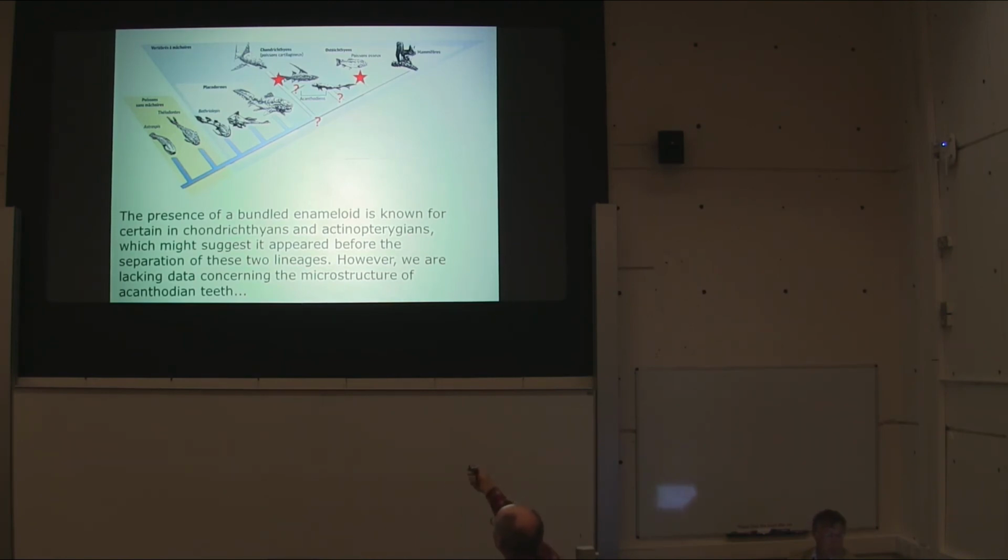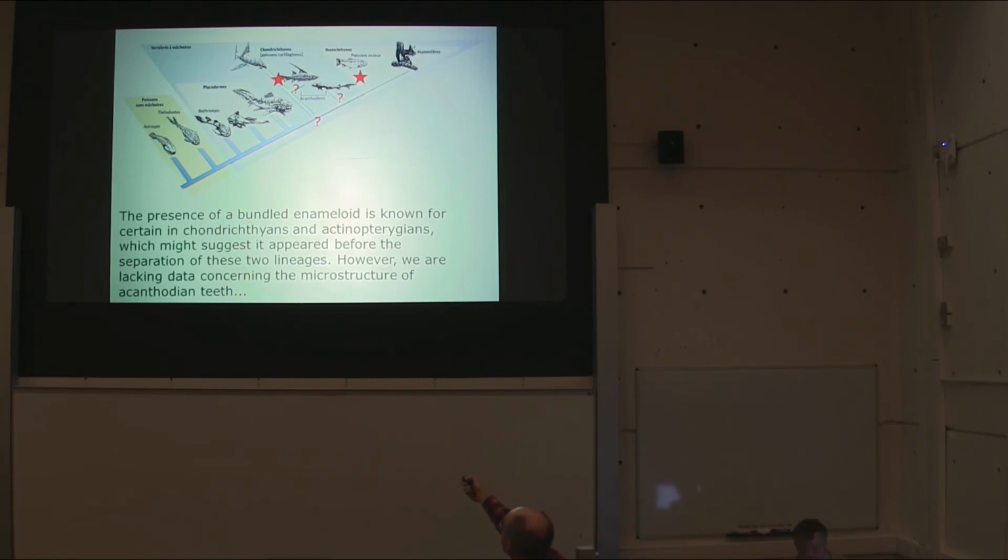We know that we have a bundled enameloid in the osteichthyans, at least in the actinopterygians. And that, of course, might suggest that this bundled enameloid is absolutely not something which is derived, but on the contrary, it could be something which is very plesiomorphic for fish. And it could actually appear before the separation between the chondrichthyans and the osteichthyans.